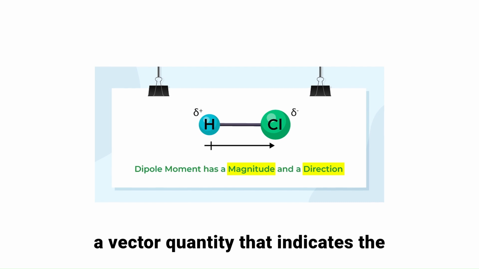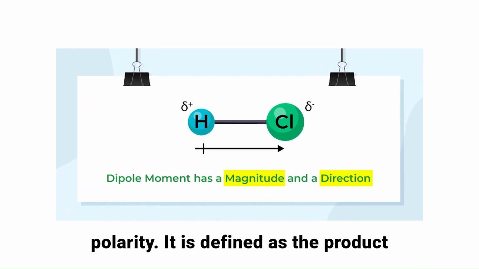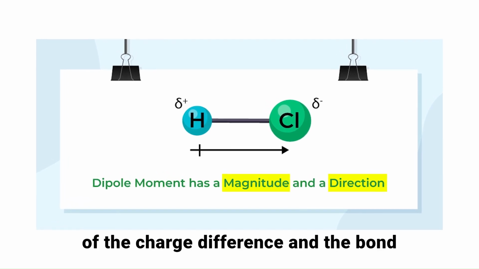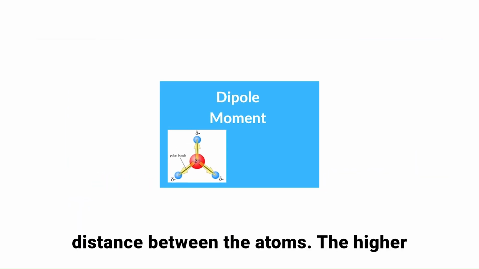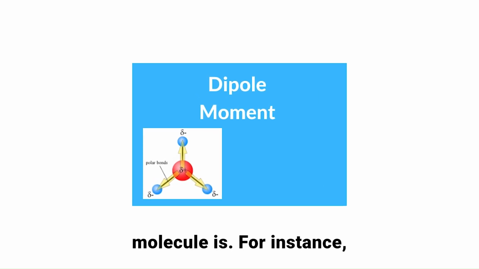Dipole moment is a vector quantity that indicates the strength and direction of a molecule's polarity. It is defined as the product of the charge difference and the bond distance between the atoms. The higher the dipole moment, the more polar the molecule is.